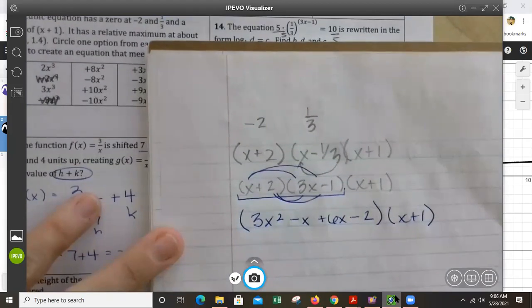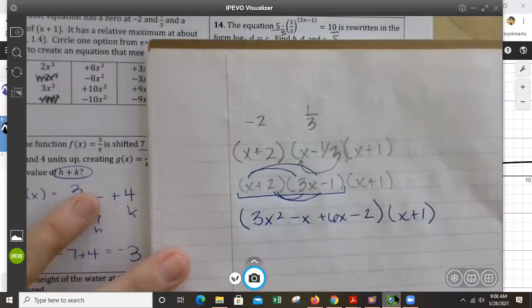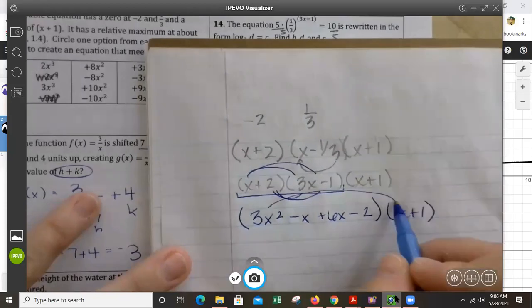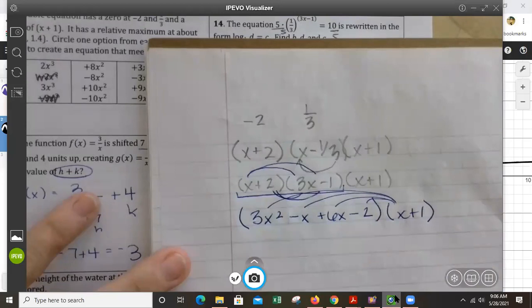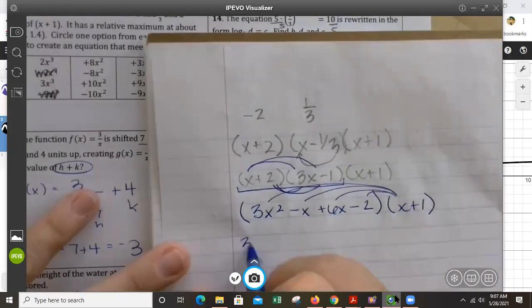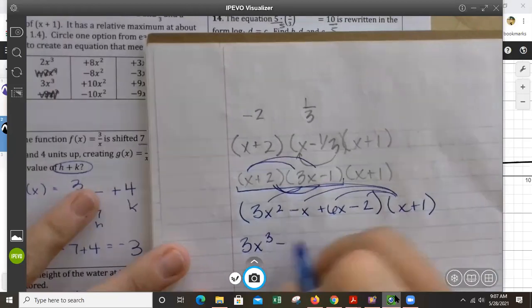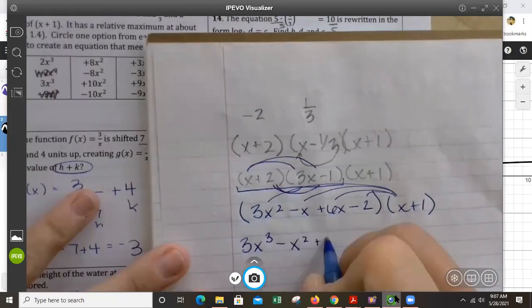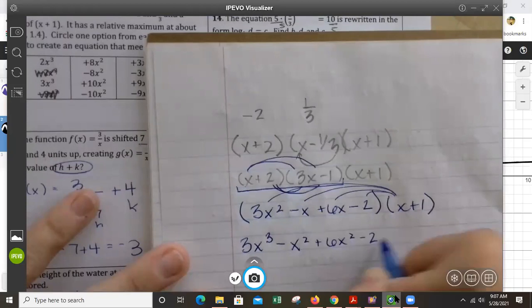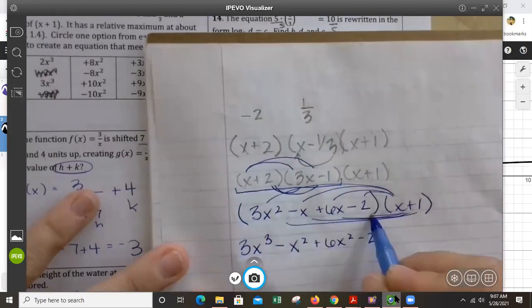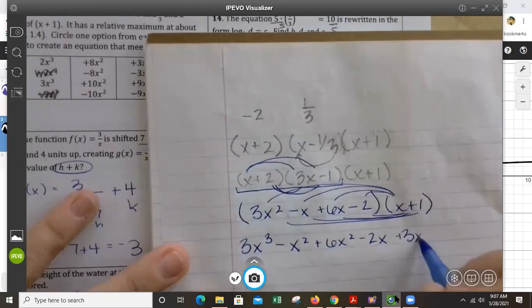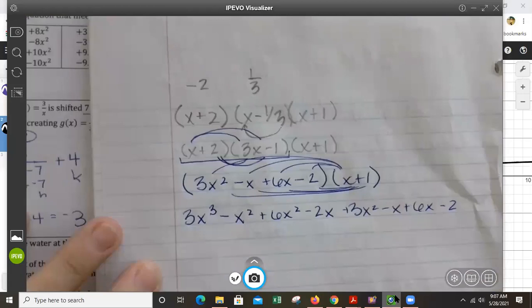All right. Distribute your x to everything. You can simplify this if you want to. I'm just going to go ahead and distribute it. I get 3x cubed minus x squared plus 6x squared minus 2x. Distribute your 1, 3x squared minus x plus 6x minus 2. And then clean it up.